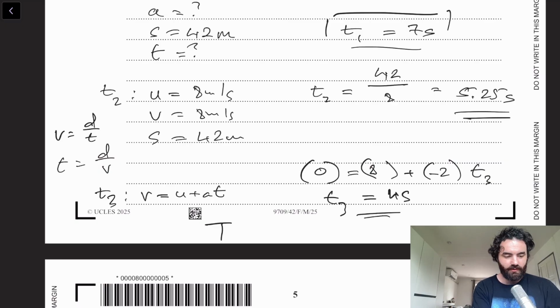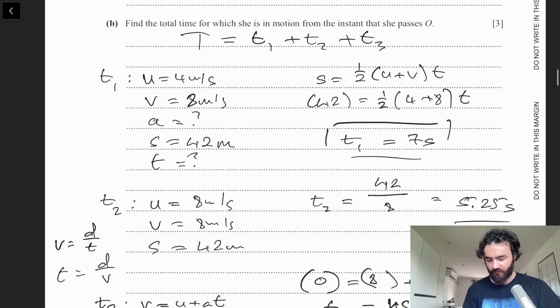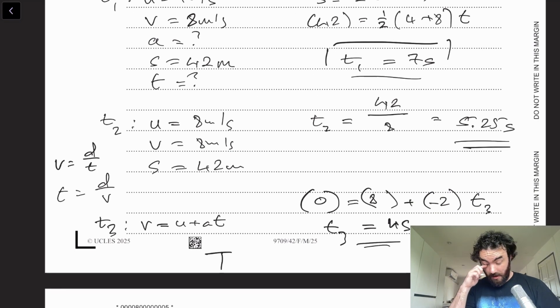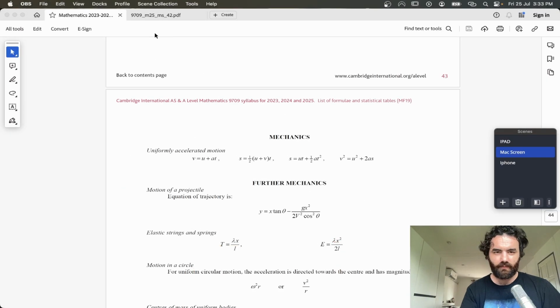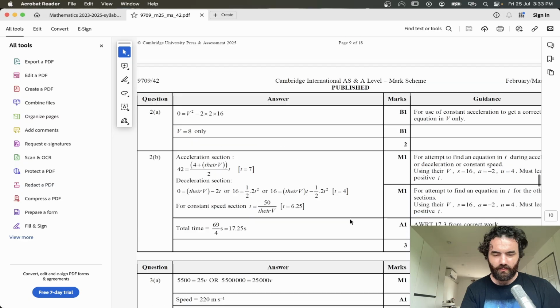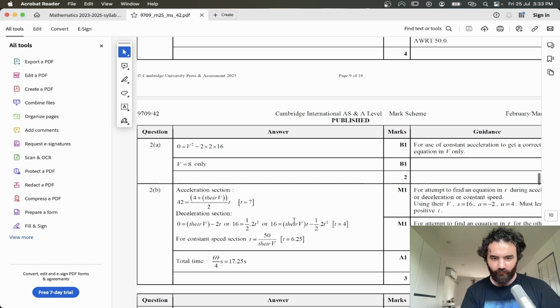So 4 plus 5.25 plus 7 is 16.25 seconds. Okay. Have I done something wrong here? Let's check that. 17.25. Felt like that was wrong. Why did I feel like that was wrong? What have I done wrong here?